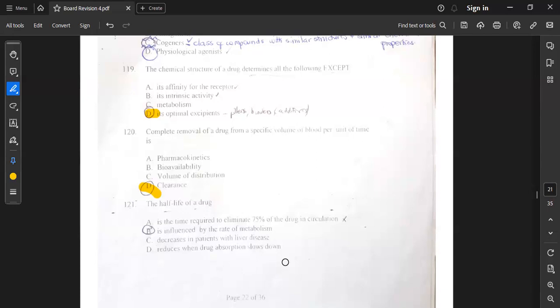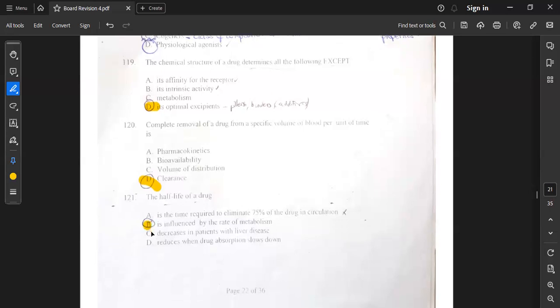The half-life of a drug, in most cases when you have liver disease, you end up not metabolizing the drug well, so the half-life should increase, I think. And then also, when the absorption is slow, it means the drug will also be excreted slowly, so the half-life will increase. So I would think the answer is B. It would be influenced by the rate of metabolism. Yeah, because you said it does increase in liver disease because it's not being metabolized, right? Yeah. So yeah, we can go with B.